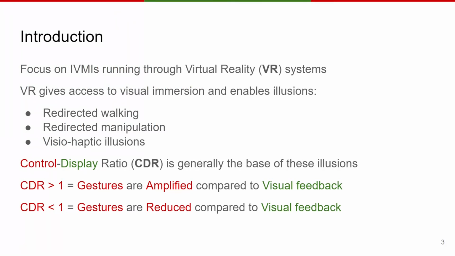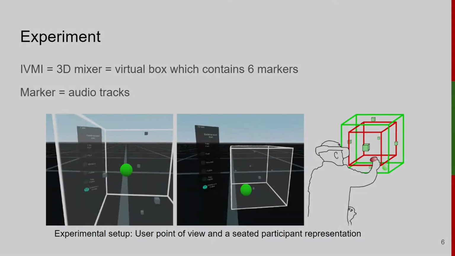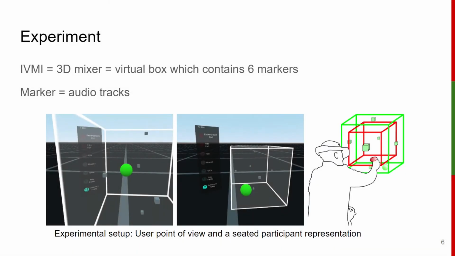VR gives access to visual immersion that allows illusions such as redirected walking or manipulation and visio-haptic illusions. These illusions are generally produced by using variations on control-display ratio. With CDR above 1, gestures are amplified compared to visual feedback, and vice versa for CDR below 1. To our knowledge, no research has been conducted on the use of CDR in IVMIs.